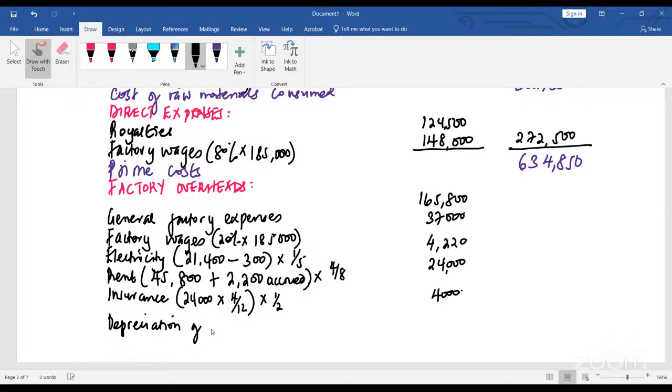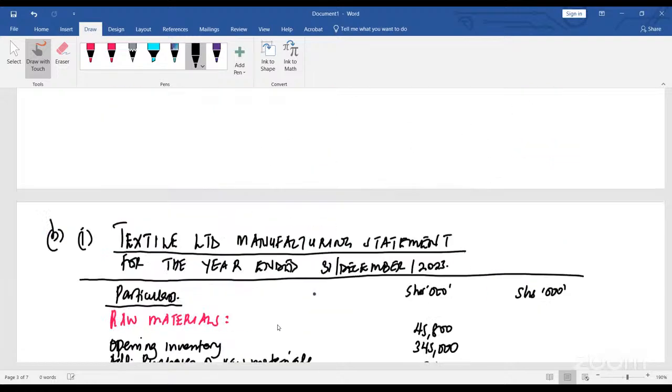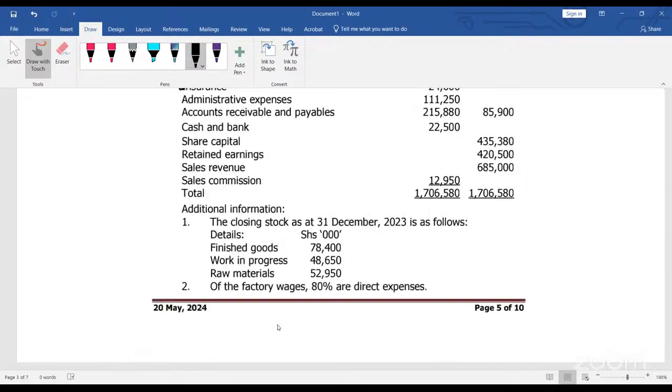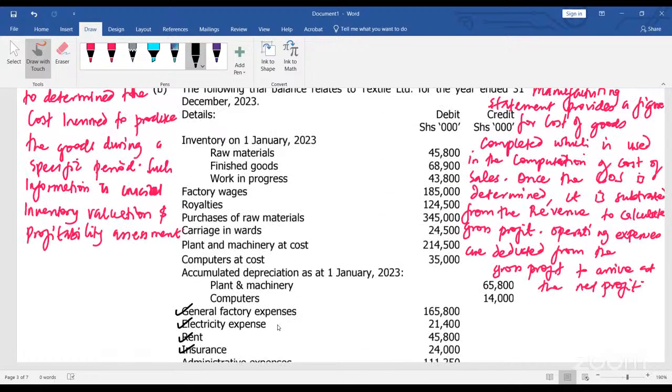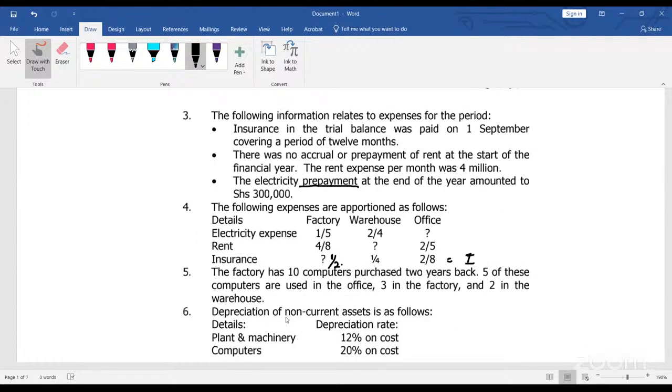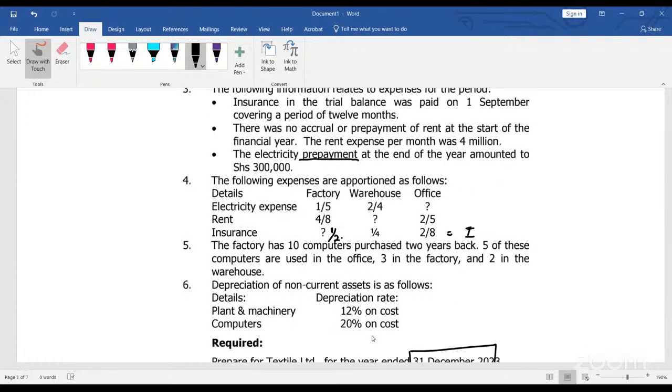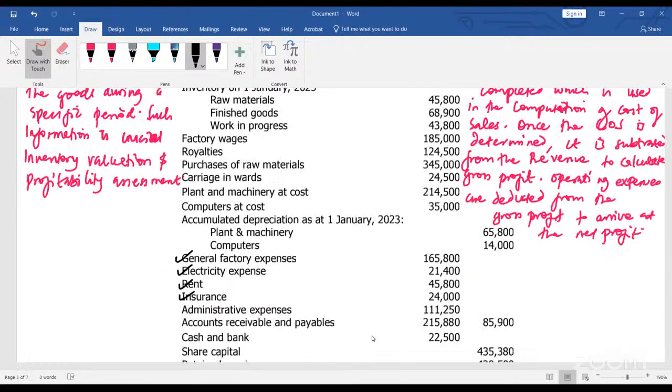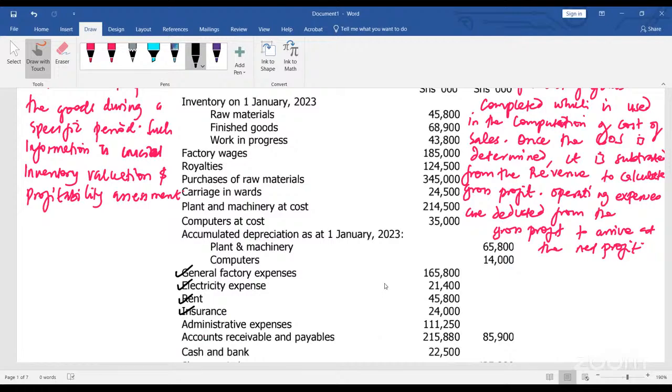So depreciation of computers. What is the cost of the computers, and which method are we using? We are using the straight line method. Depreciation is 20% of cost. Okay, so how much is the cost of the computers? It is 35 millions.